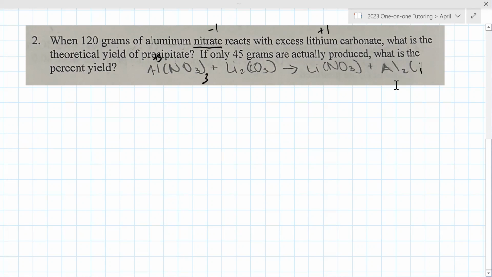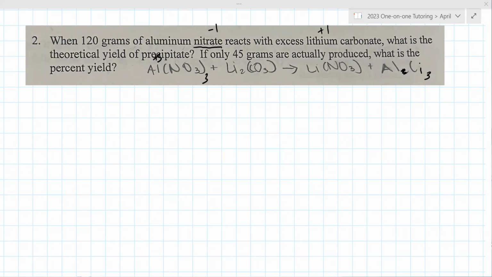And then aluminum is +3. So I think this is off. I think it should be Al with Li3. I'm not being critical. I'm just trying to make sense of it myself. I would really struggle with this as well. So, all right. So we have aluminum nitrate reacting with excess lithium carbonate.